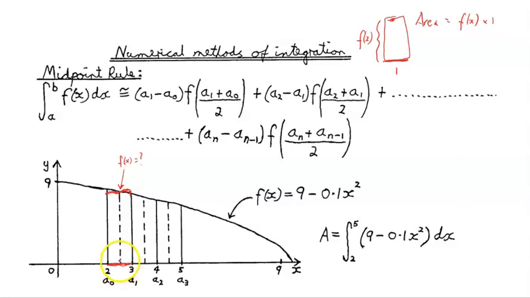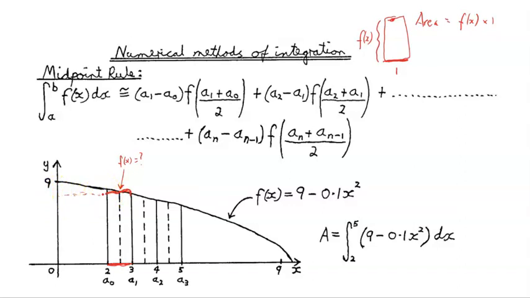So how do we get this height here? Well, that's the function f evaluated at the midpoint between A1 and A0. So if we take the average of A1 and A0, that's A1 plus A0 divided by 2, that gives us the value here. And then we plug that into our function, 9 minus 0.1 times x squared in this particular case, and that will give us the height here.